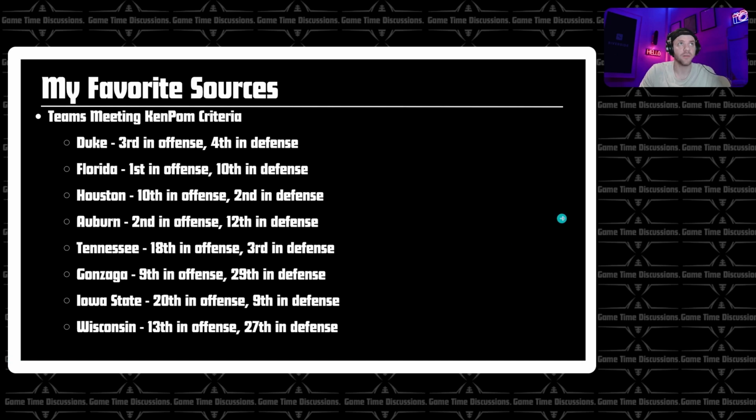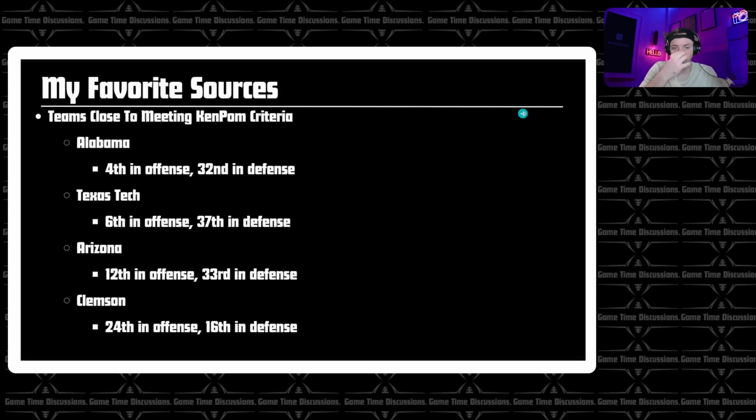Now, that being said, we are going to look at teams that are just outside of that, because data does change. These things are variable. Alabama, 4th in offense, 32nd in defense. Texas Tech, 6th in offense, 37th in defense. They are in the same region as St. John's and Florida, so that could be an area where we see two really good teams line up together.